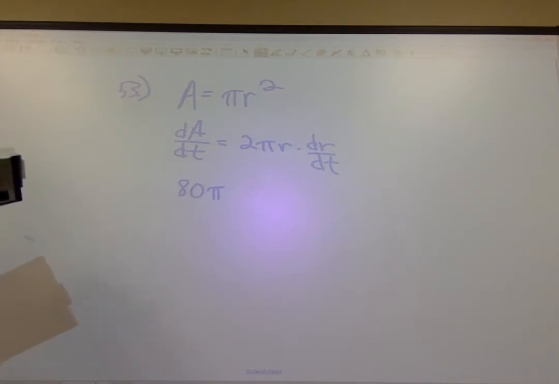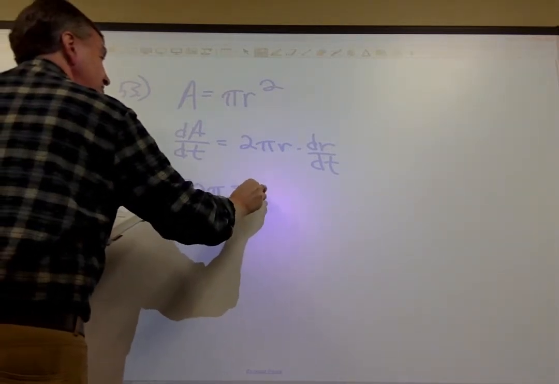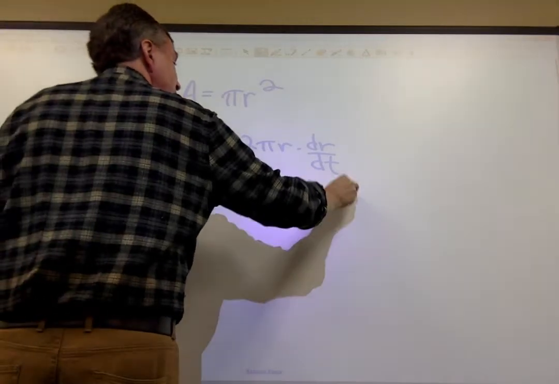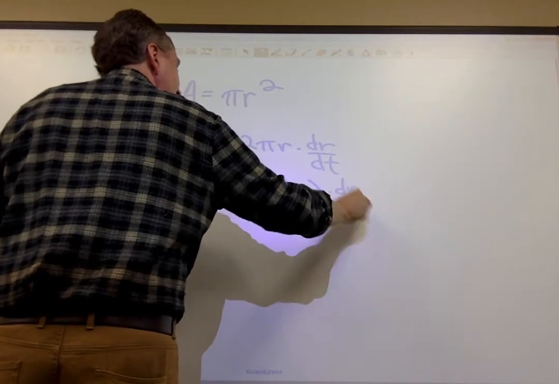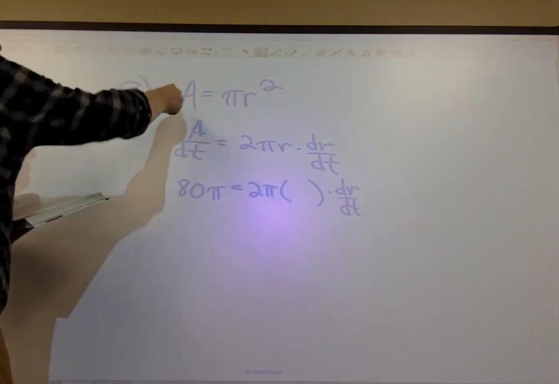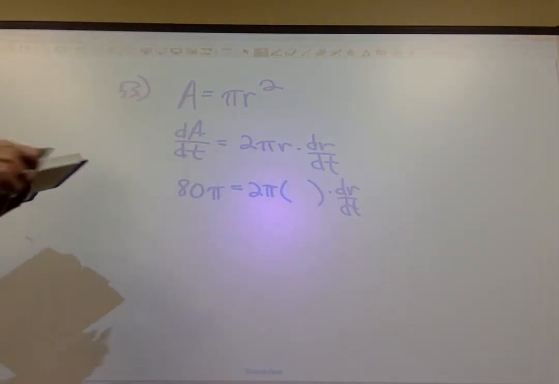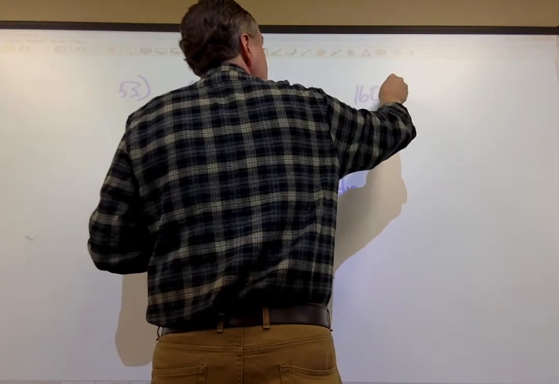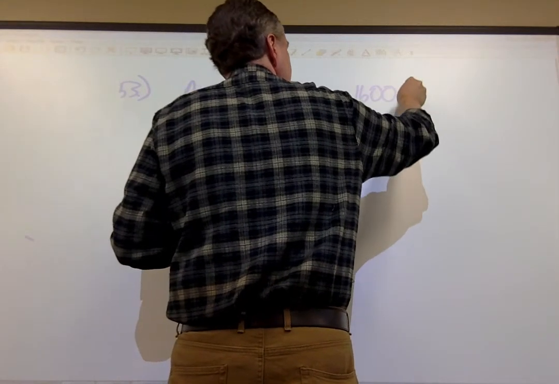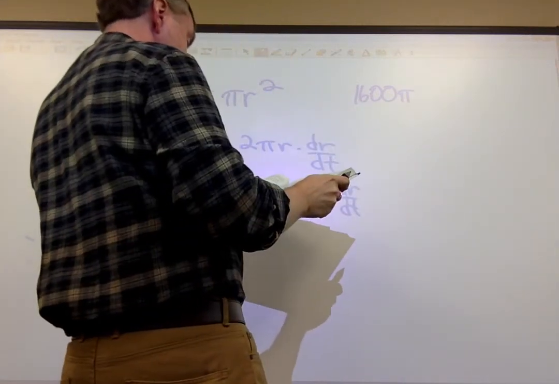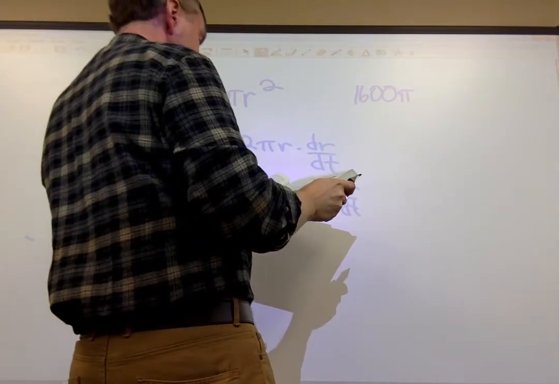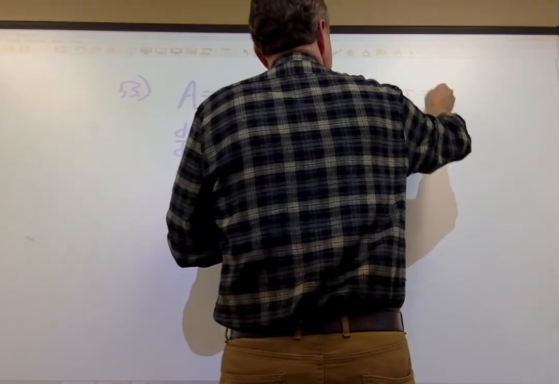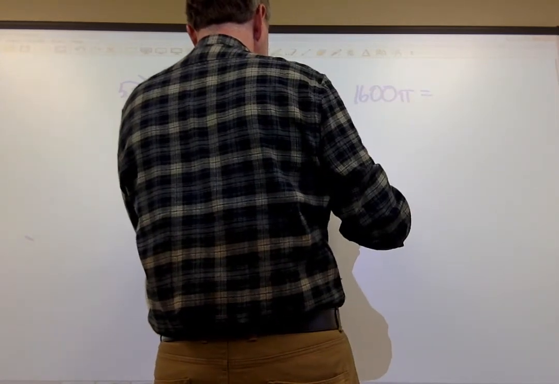square feet per second. Now, what they haven't told me is what R is. And I'm looking for dr/dt. But I can find R because they gave me A, didn't they? What did they say A was? What was this plain old area? 1,600 pi square feet. Okay. Was the area of the circle? Square feet, is that right?